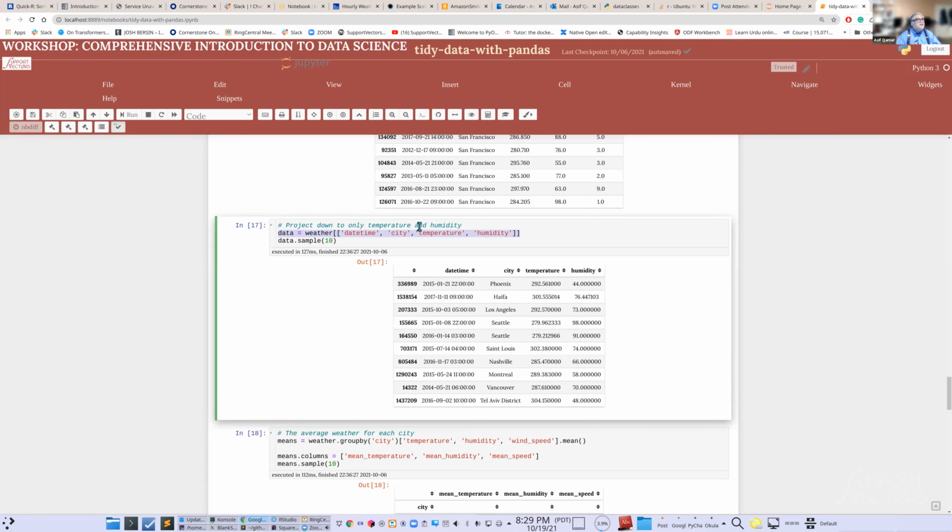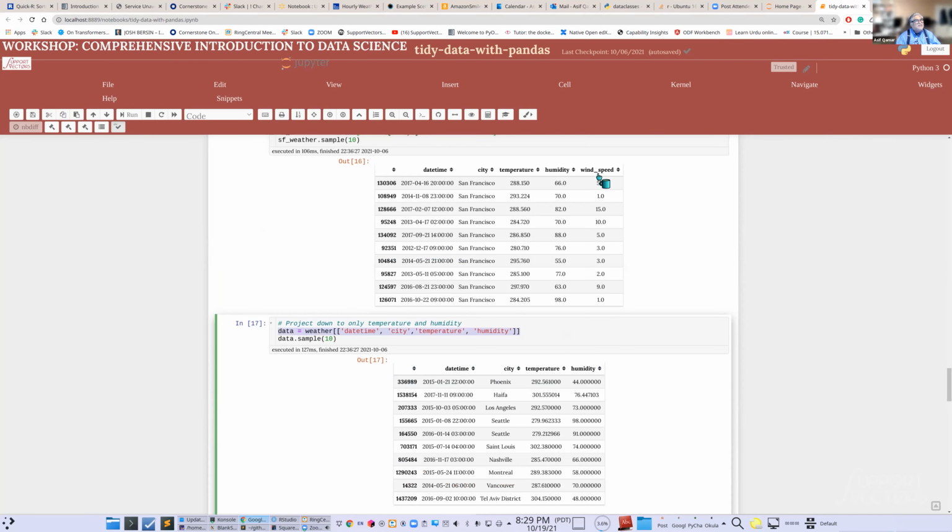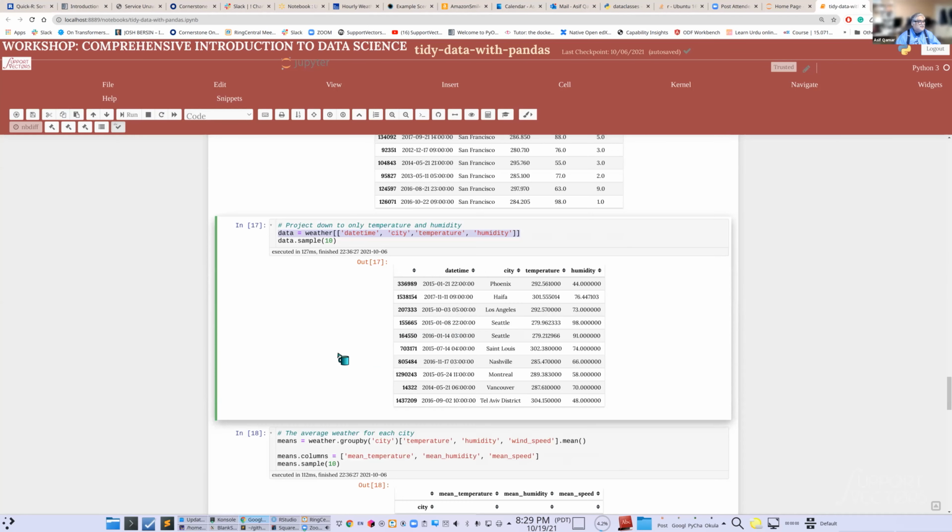Or you could have done drop. Another way is you could have said weather.drop. What would I drop from this? The wind speed column. Wind speed. And then I could have gotten the same result, right?